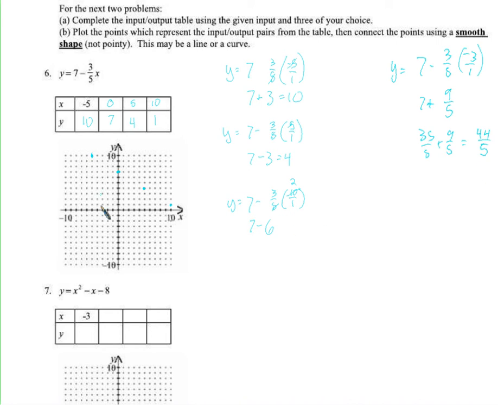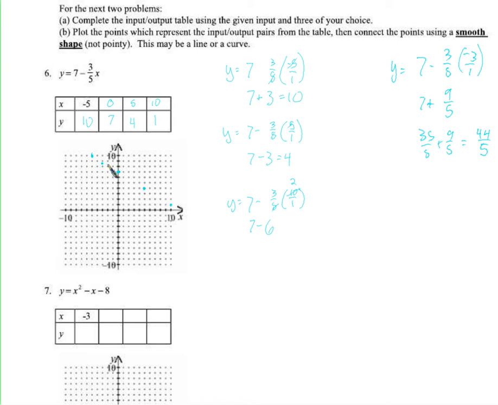You know what? I can tell just by this pattern, down and over, down and over, down and over, down and over. This seems to be very predictable for finding another point. So if I come down this much, I must probably come over this much, and the point is going to be something like right there. I bet 44 fifths is right about there.